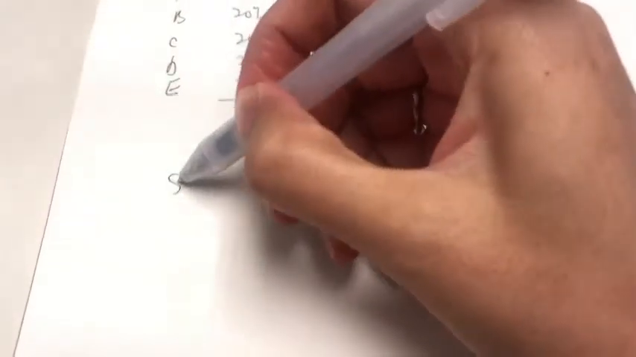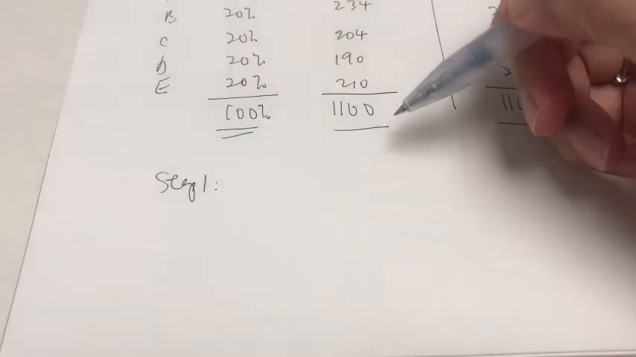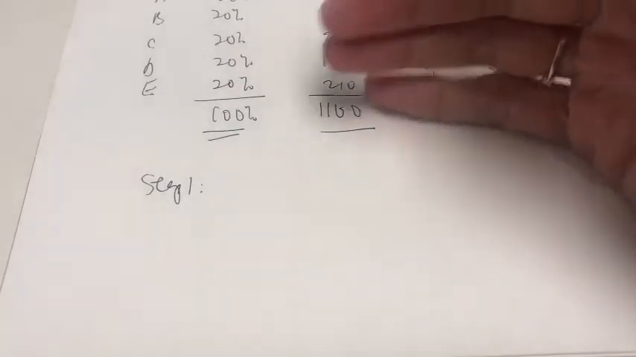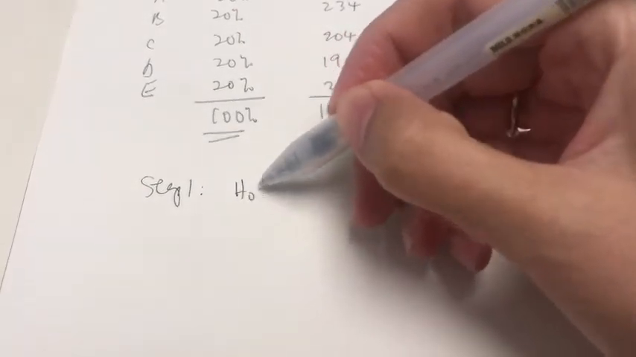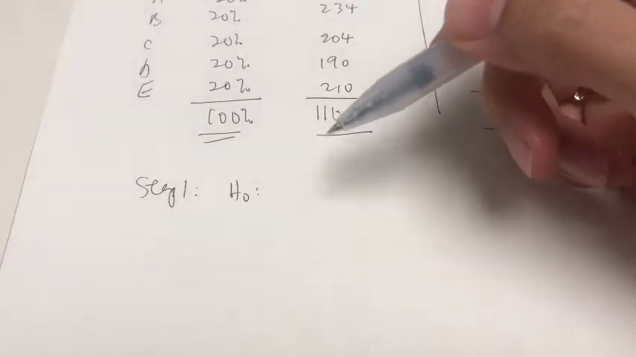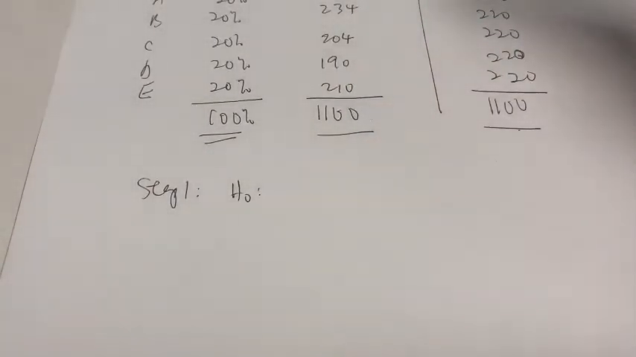Let's see here, what is our first step? Step 1, we want to write down the hypothesis. So the hypothesis, remember what we mentioned in theory, is FO equals FE. That is basically the null hypothesis. But usually for the goodness of fit test, we don't write it as FO equals FE. That would be too simplistic.